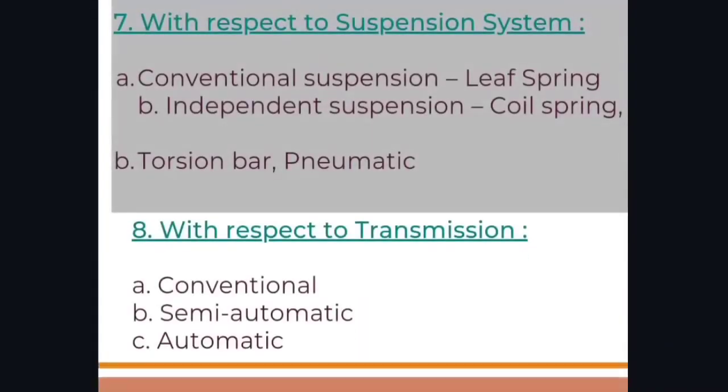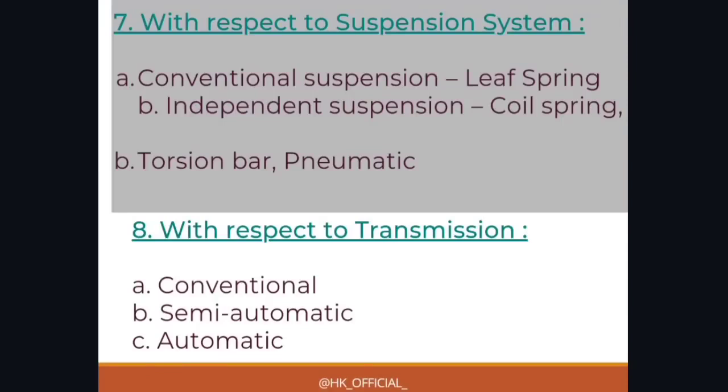Then we have with respect to suspension system. Now what do you mean by suspension system? So first of all, if I explain you in simple words, a suspension system in a vehicle is like its shock absorber and cushion. It helps the car ride smoothly even on bumpy roads. It's made up of springs and other parts that absorb the bumps and keep the car's wheels in contact with the road, making your ride more comfortable. I hope you understand what is suspension system.